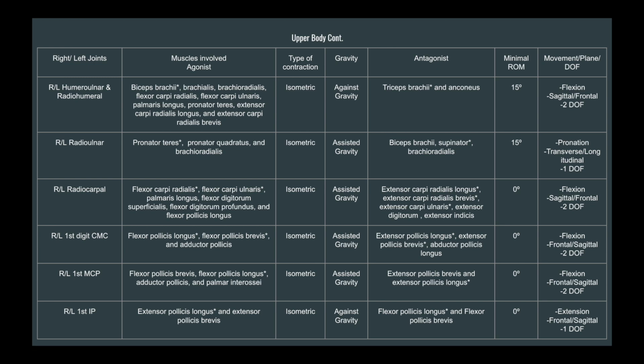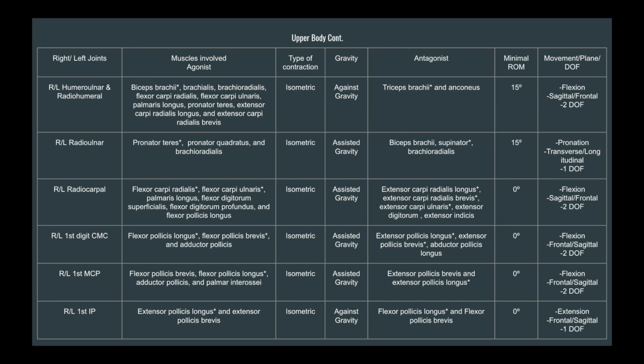The main agonist muscle is the flexor pollicis longus, and antagonist is the extensor pollicis longus. Next is the first IP joint, in extension in the frontal plane and sagittal axis. The main agonist muscle involved is the extensor pollicis longus, and the antagonist muscle involved is the flexor pollicis longus.